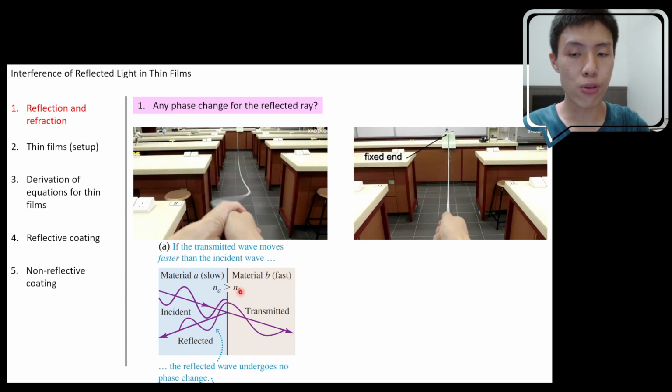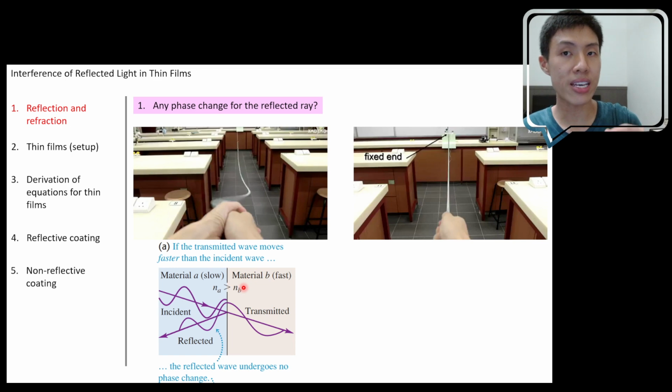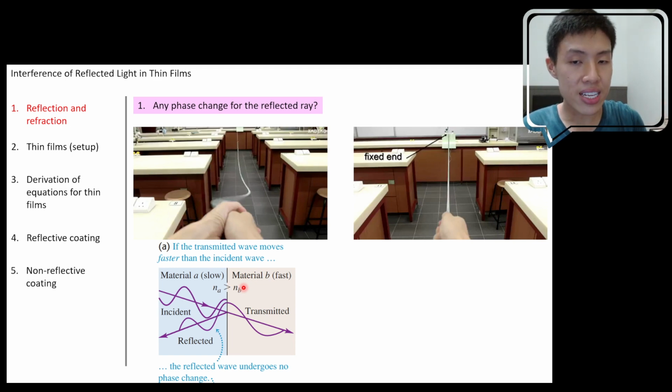But let's say this medium B has a smaller index of refraction. Smaller index of refraction means it is less dense. So if it's less dense, then the light should be able to travel faster in this medium. Okay, so if the transmitted wave moves faster than the incident wave, if you're going into a medium where you can travel faster, what happens is the reflected wave will not undergo any phase change. If you go from slow to fast, the reflected ray will not undergo any phase change.